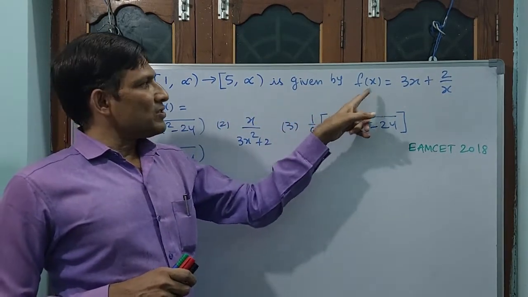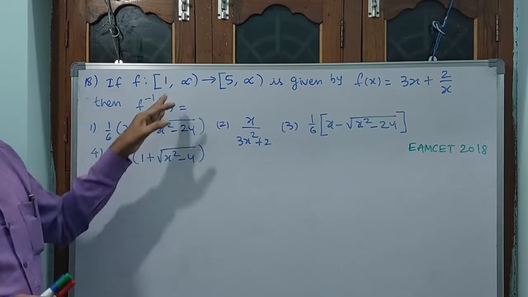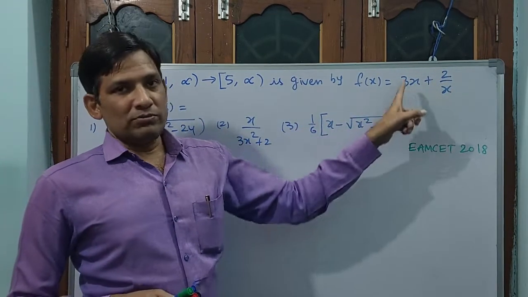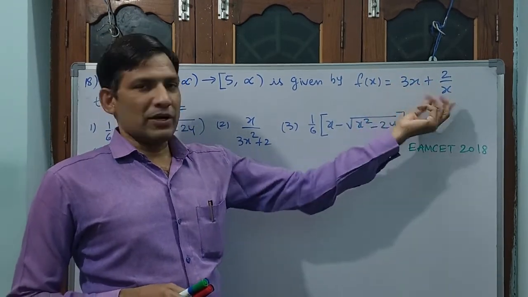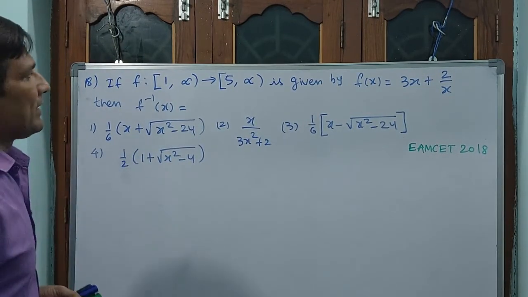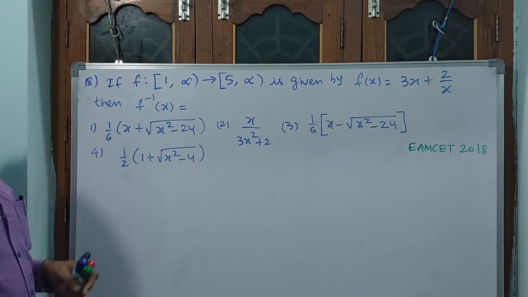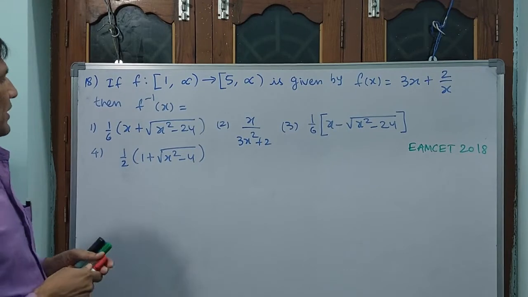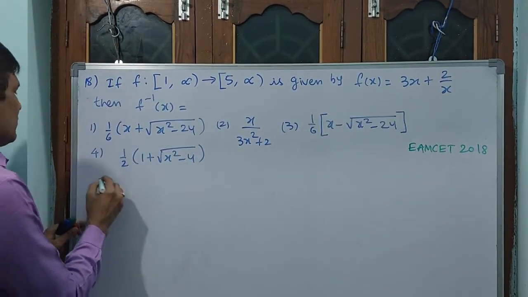Given by f of x is equal to 3x plus 2 by x. See, when you are giving only positive numbers, the function is all positive. Why? Because x only you are giving, remaining all positive, then the output will be positive. That's all. That you keep in your mind. f inverse of x you have to find. What is f inverse of x? See what I am doing now. f inverse of x means f of x you take as y.